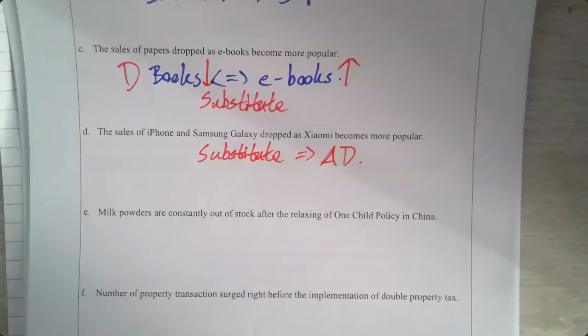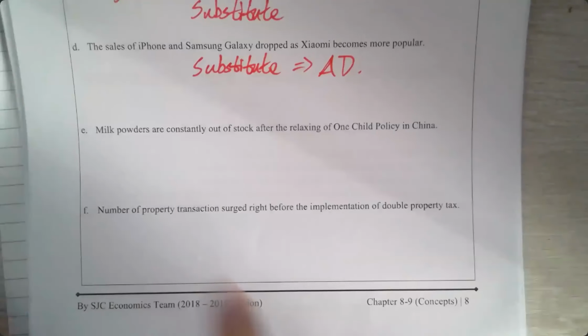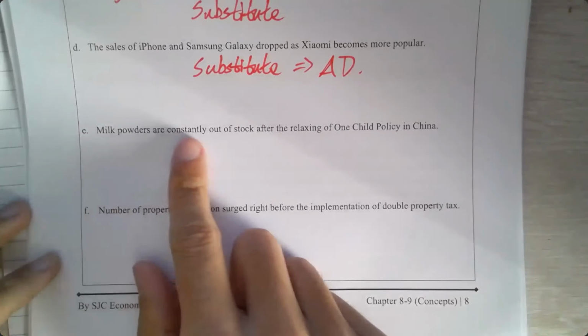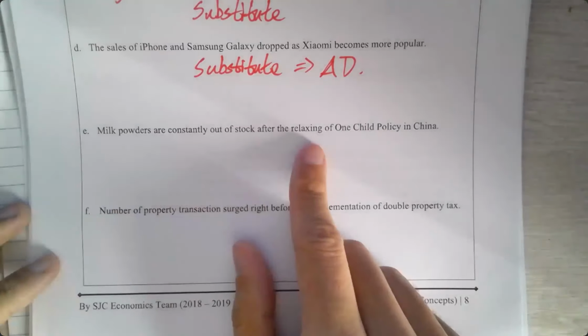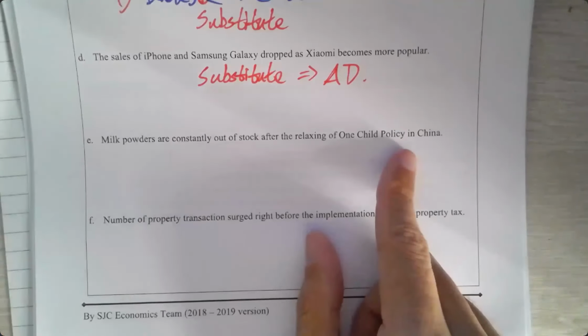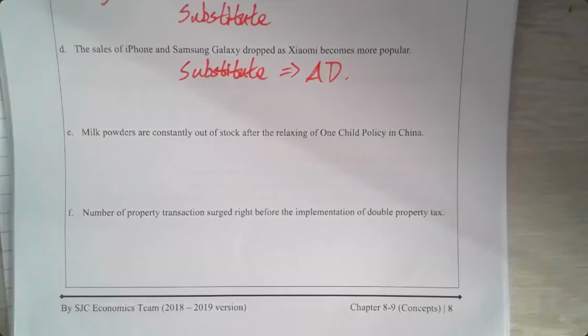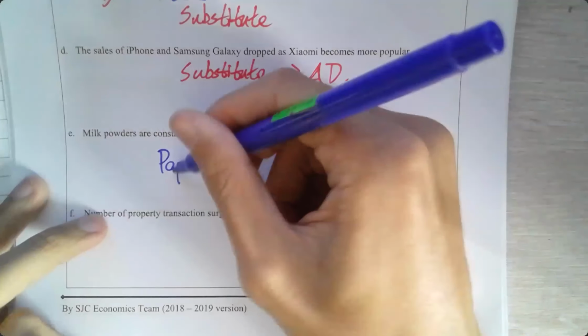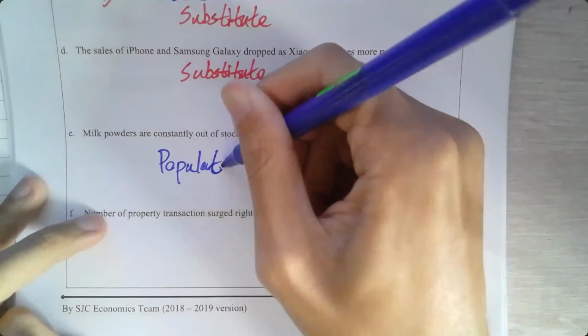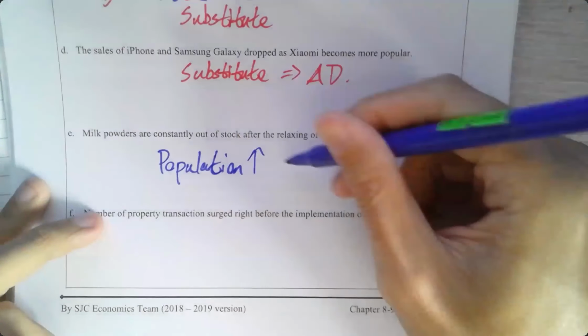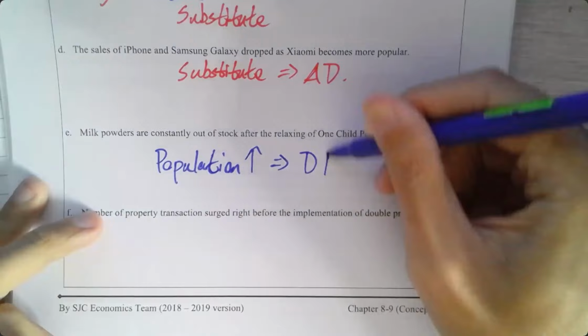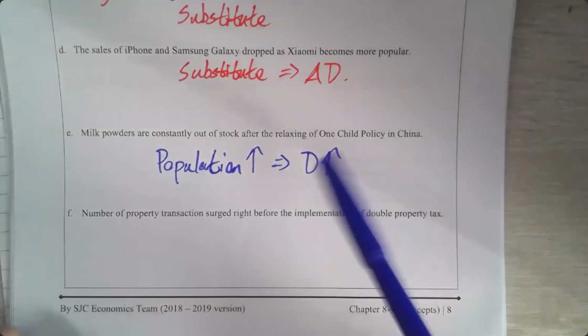Okay, 唔係個價喎，係咪？唔係個價喎。好啦，then milk powders are constantly out of stock after the relaxing of one-child policy in China，即係咩意思啊？population 咯，係咪 population 多咗生仔咯，而家唔係一孩政策啊嘛。Population increase, therefore demand would increase. Okay, 好嘛？This is a change in demand.